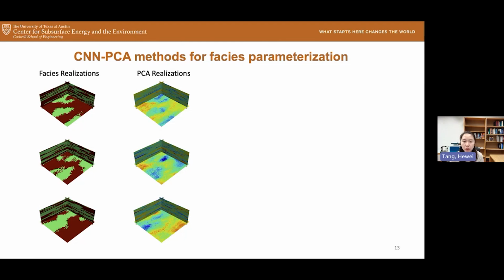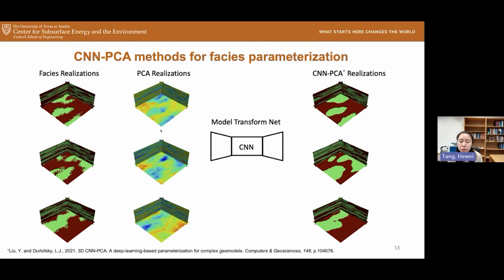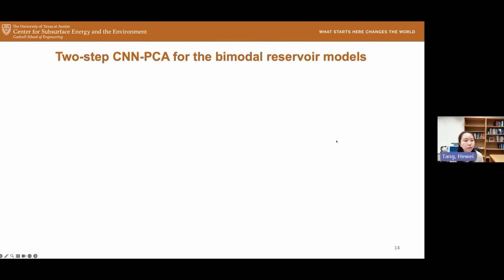So how could we solve these difficulties? We adopt a model transform net based on CNN. Through this model transform net, we can process these PCA generated realizations and convert them to binary realizations that are much more similar to the original facies realizations. In this way, we can use the original latent space found by PCA to generate new facies realizations.